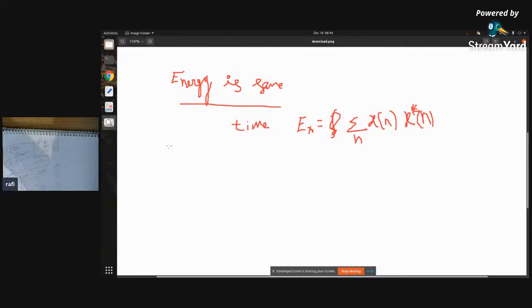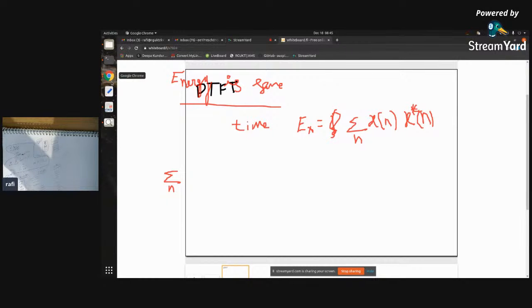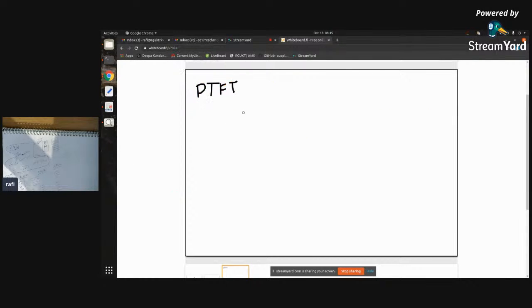So what Parseval's theorem says is, for example, let us consider this case: summation of x of n into y star of n, where n is varying from minus infinity to infinity.